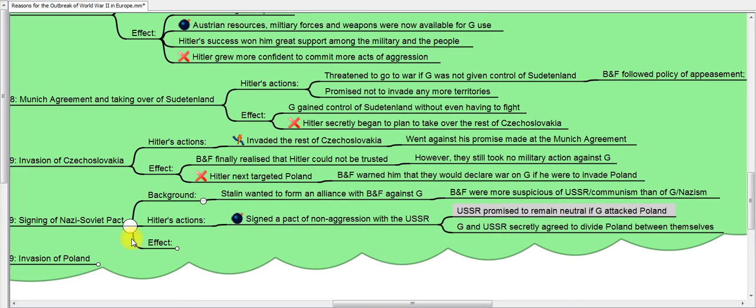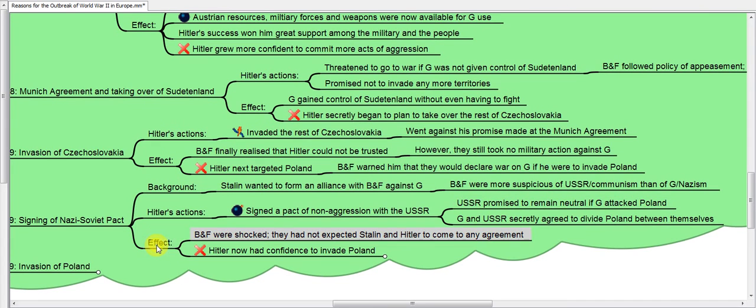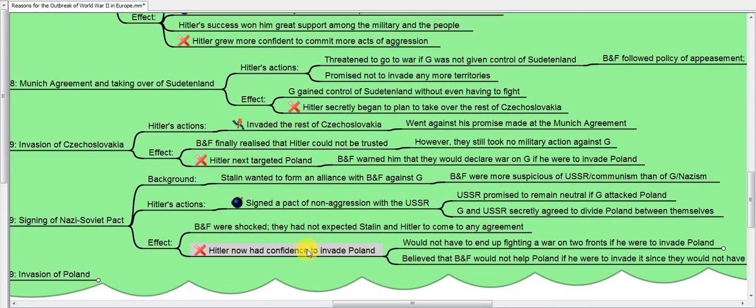Okay? Effect of this. Britain and France were shocked. Once again, they were not expecting Stalin and Hitler to come to any agreement because they were such enemies. Okay, but they did come to an agreement, and as a result, bad, because Hitler now had confidence to invade Poland. Let's look at this a bit further. Why did he have this confidence?